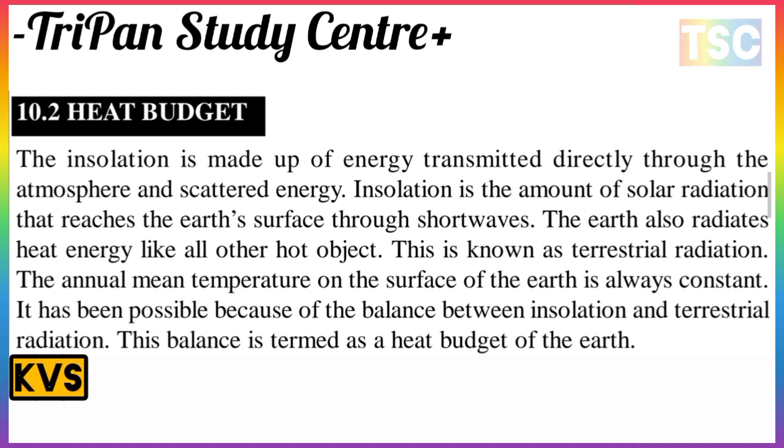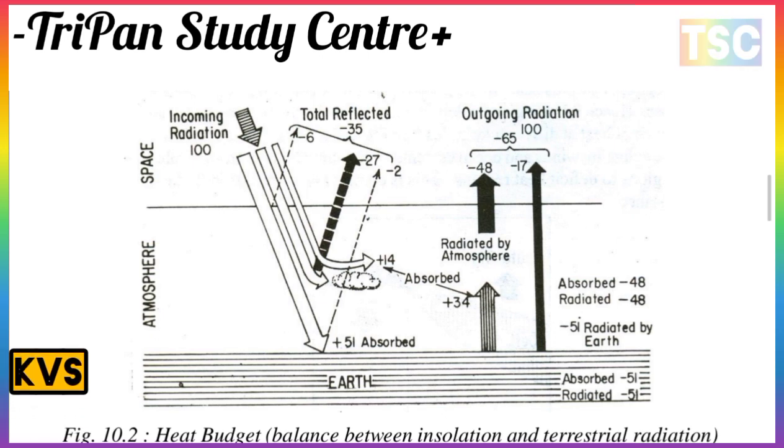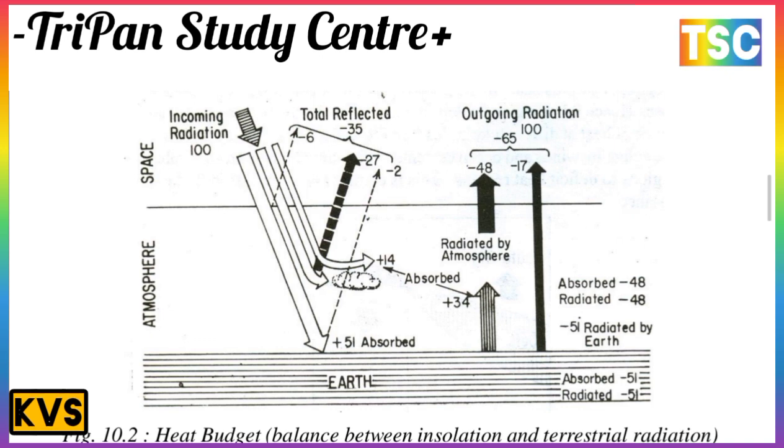The annual mean temperature on the surface of the earth is constant. It has been possible because of the balance between insolation and terrestrial radiation. This balance is termed the heat budget of the earth. Here is the diagram. The heat budget is a balance between insolation and terrestrial radiation. This important diagram shows the atmosphere, space, incoming radiation, the total reflected radiation, the radiation absorbed by the earth, and the outgoing radiation related to the atmosphere.